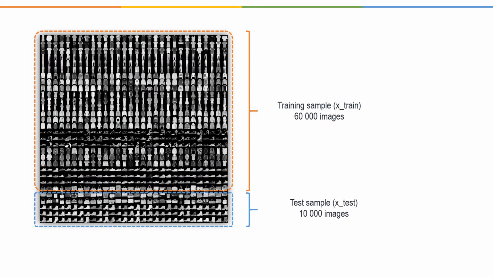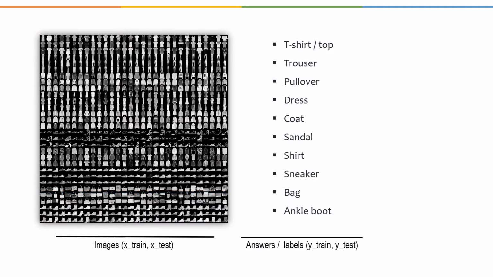We mentioned in previous lectures that when we train our models, we divide our dataset into two parts, the training sample and the test sample. And therefore, this set is also divided into two parts. The first part, consisting of 60,000 images, will be used for training, and the second part of 10,000 images will be used for testing, in order to understand how well our model was trained. This dataset contains two files. The first file with images and the second file with class labels, that is, with the correct answers.